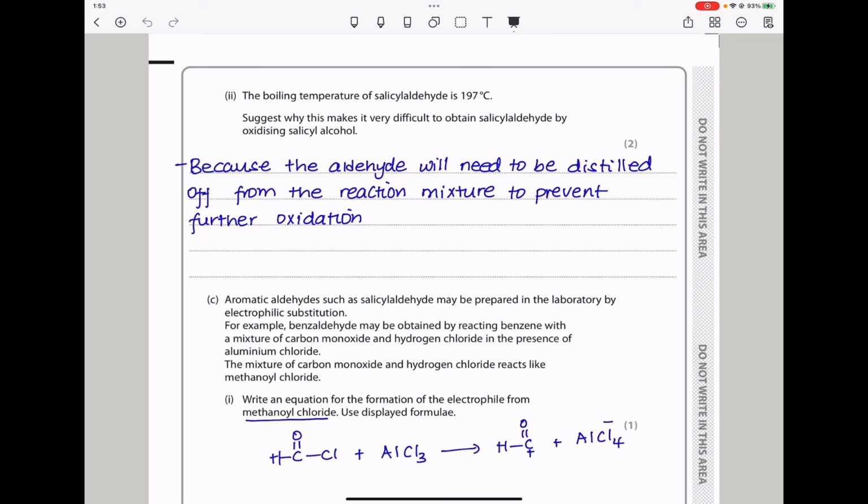Here they say the boiling temperature of salicyl aldehyde is 197 degrees Celsius. Suggest why this makes it very difficult to obtain salicyl aldehyde by oxidizing salicyl alcohol, because the aldehyde will need to be distilled off from the reaction mixture to prevent further oxidation, so this is going to be quite hard.